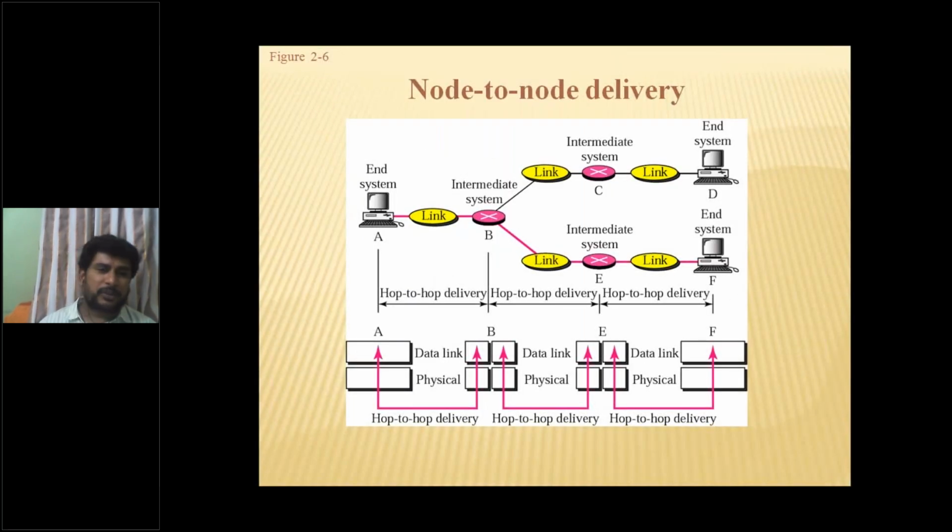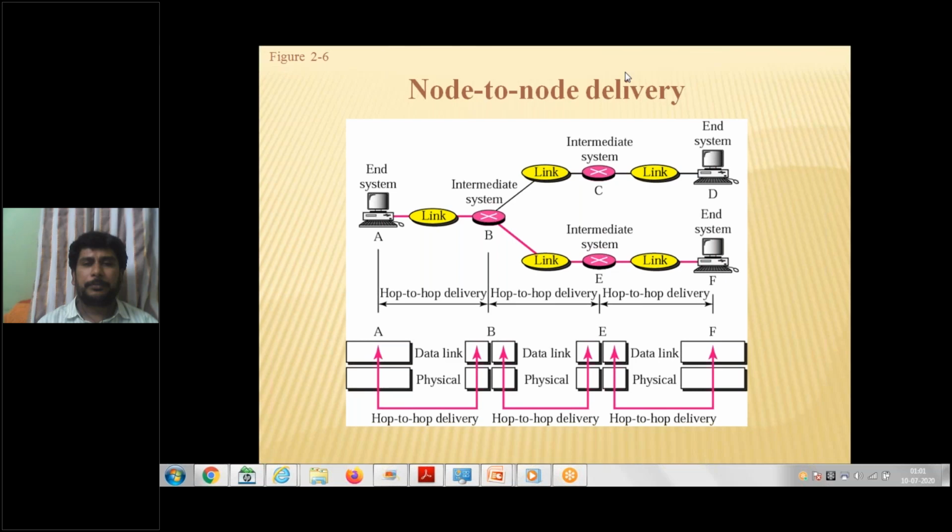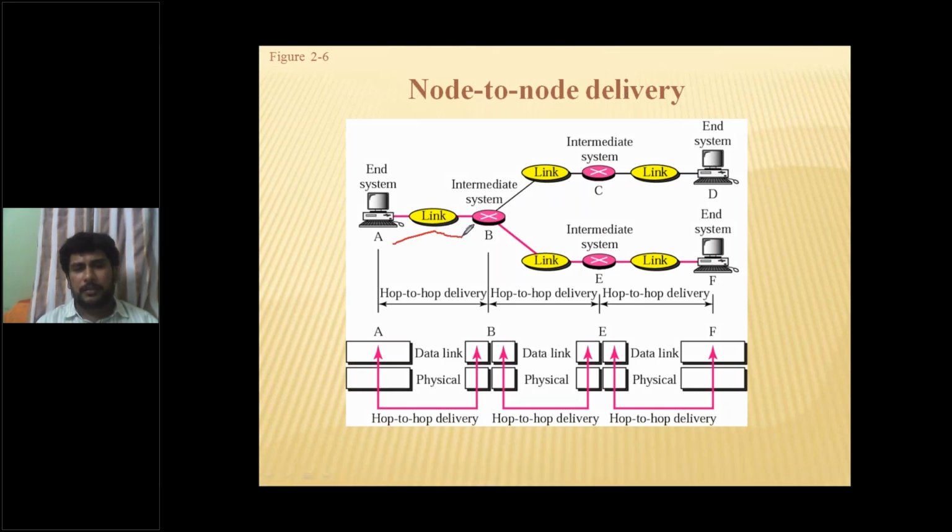Now, let me explain what we mean by node-to-node delivery. I'm the source, called end system A, and would like to communicate with end system F. Source is A and destination is F, but A is not directly connected to F. In that diagram you can observe that the data is first transmitted from A to B through this link, then it has to reach F, so it transmits from B to E and then finally from E to F, right?